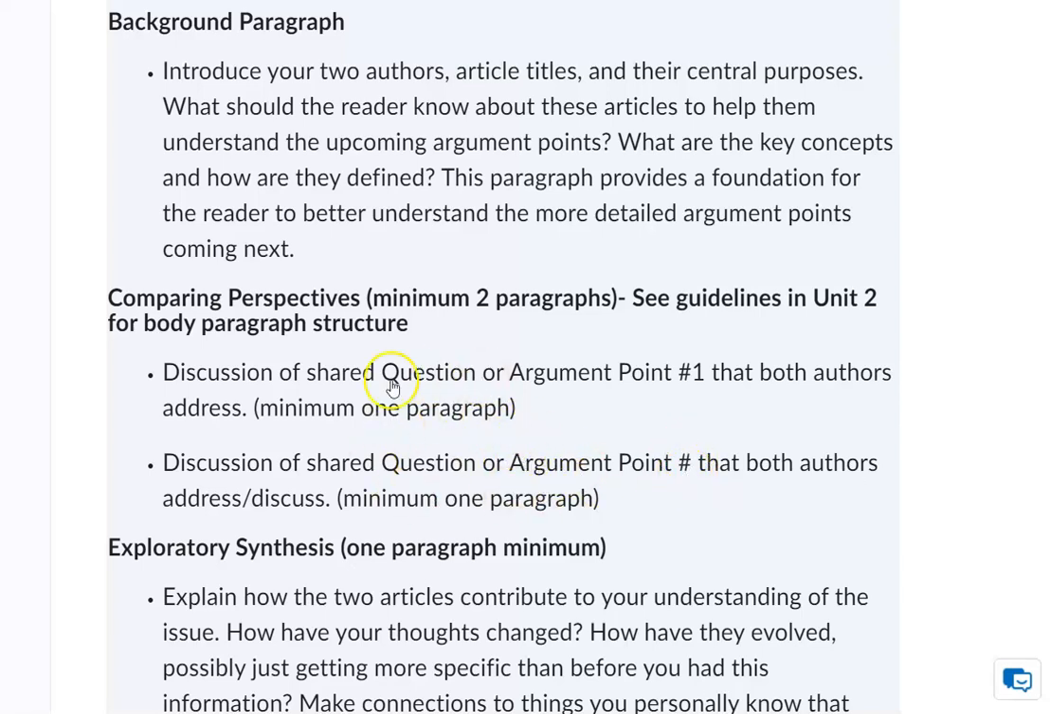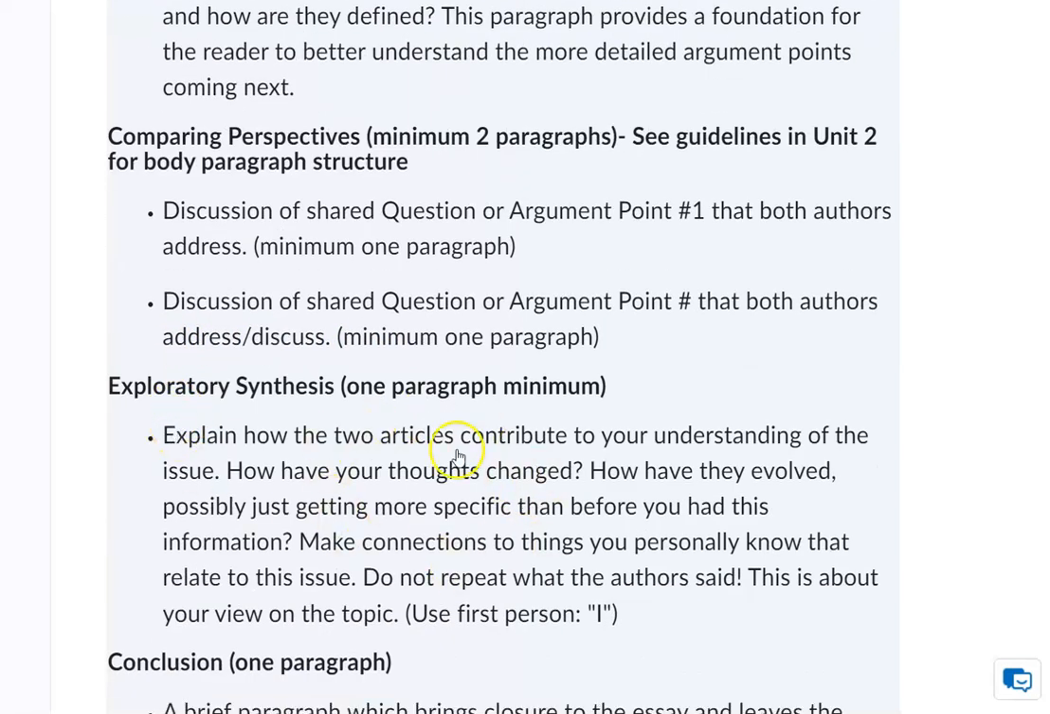Okay, so that'll be a paragraph for each of those. Then the next paragraph is where you are going to be positioning yourself into this debate or into this controversy. So how do these articles contribute to your understanding of the issue? Have your thoughts on this issue changed?